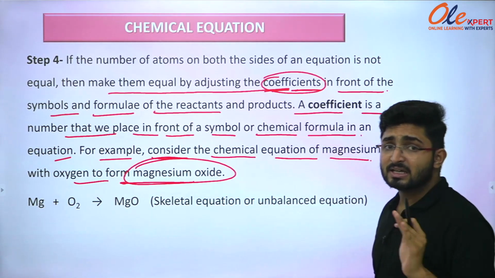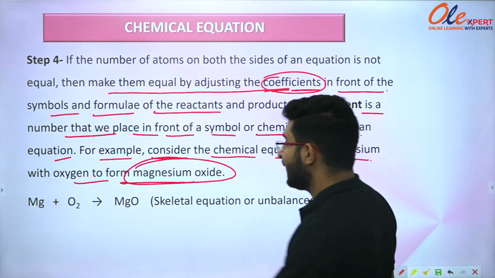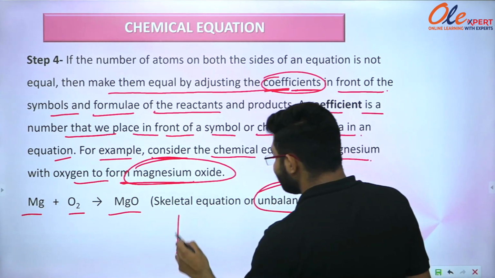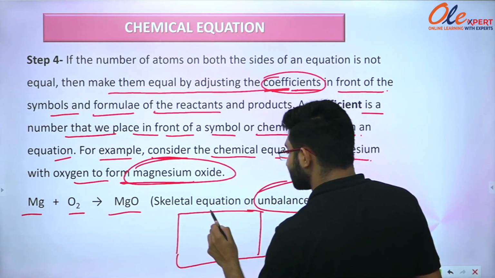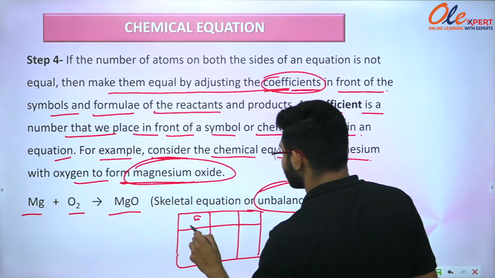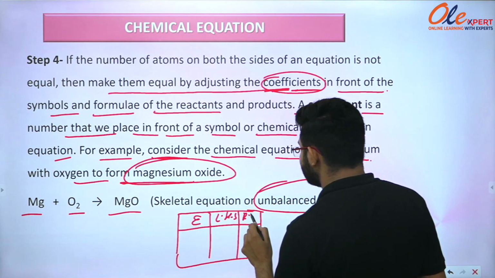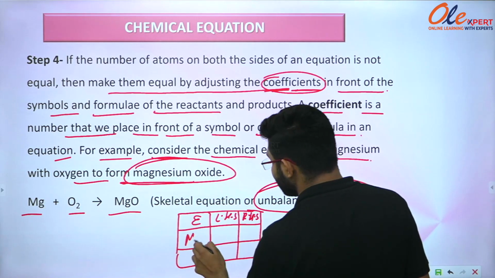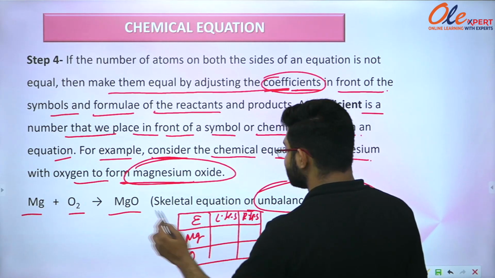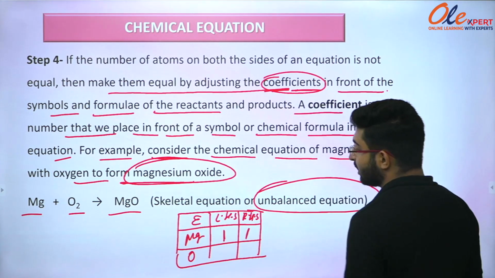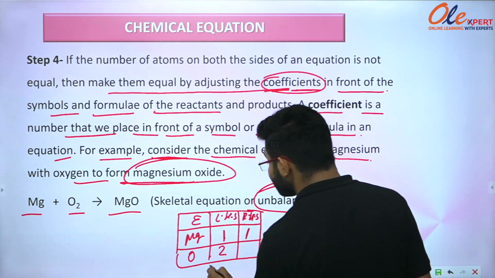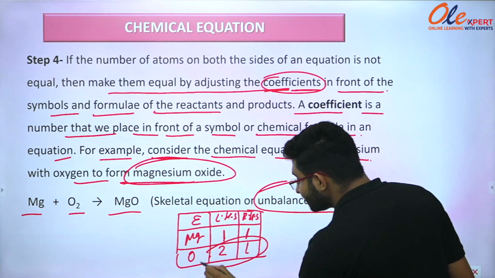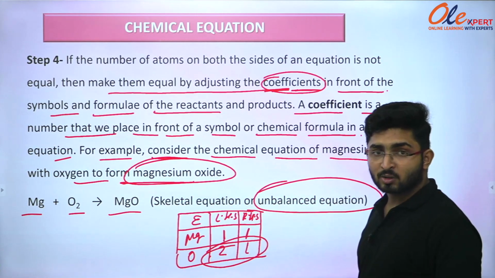As we know, this chemical reaction is unbalanced: Mg plus O2 gives MgO. How can you say that? If I draw a table over here, you write the elements on the left hand side and right hand side of the equation. There are two kinds of elements, magnesium and oxygen. On the left hand side there is one magnesium, and on the right hand side there is one magnesium. On the left hand side there are two atoms of oxygen, and on the right hand side there is only one atom of oxygen. So you can see that the number of atoms of all the elements is not equal on both sides.